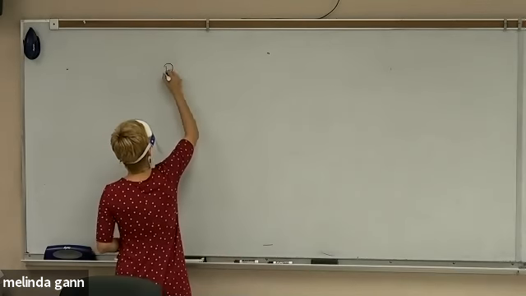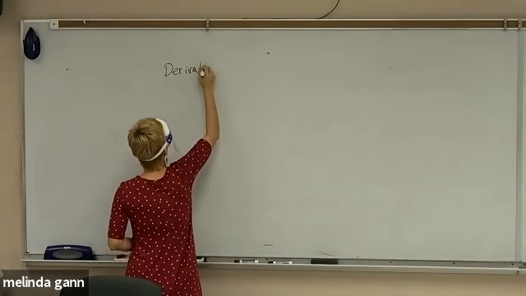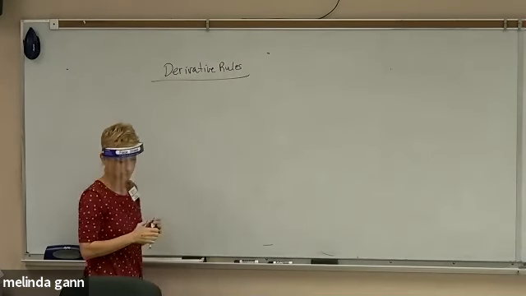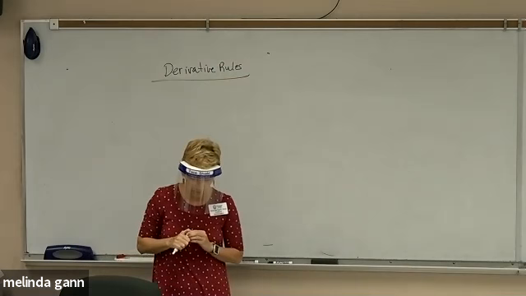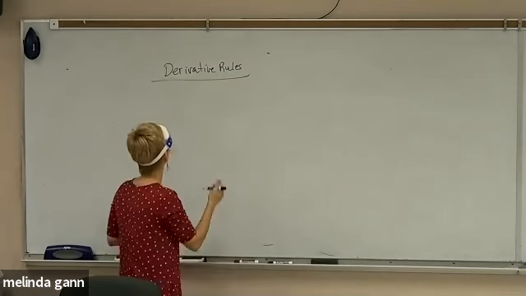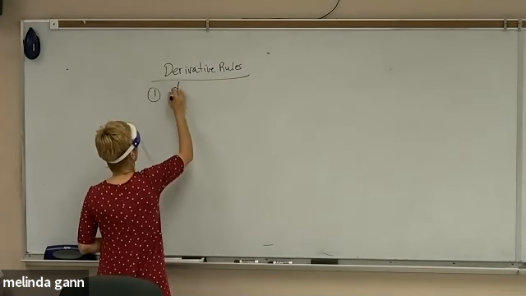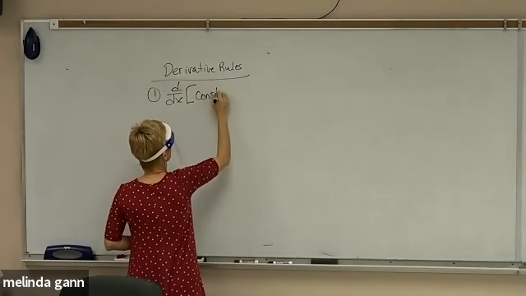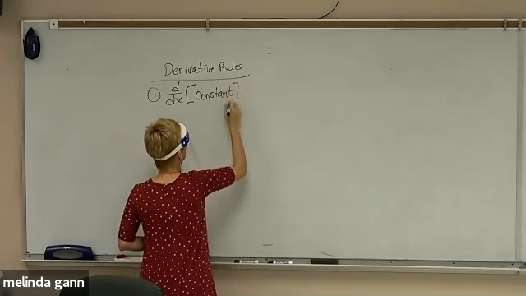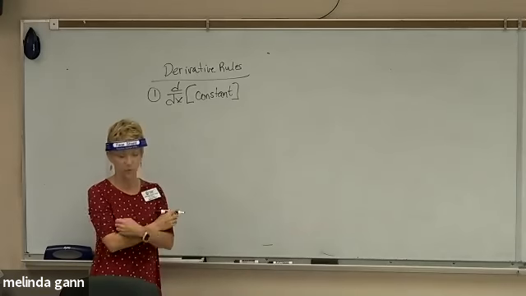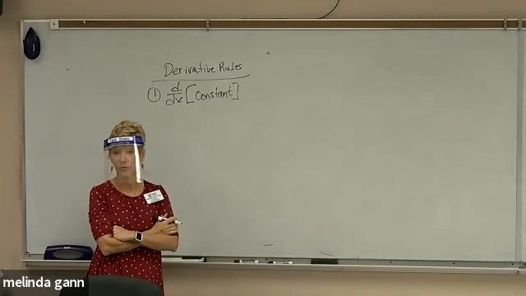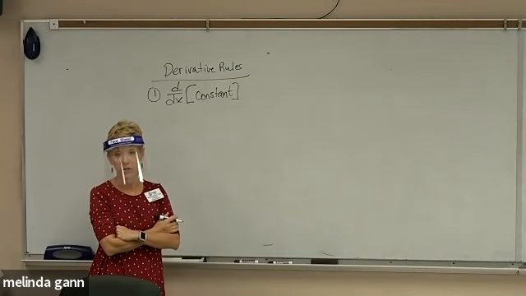All right, so derivative rules. Rule 1. What's the derivative of a constant? Now that one's an easy, simple proof in your book. You can look at it. It takes about 3 seconds and you're good to go. Okay? But just use common sense.